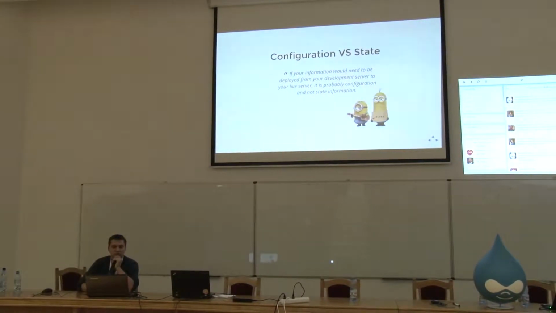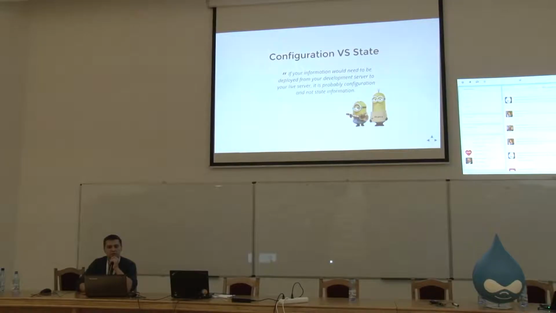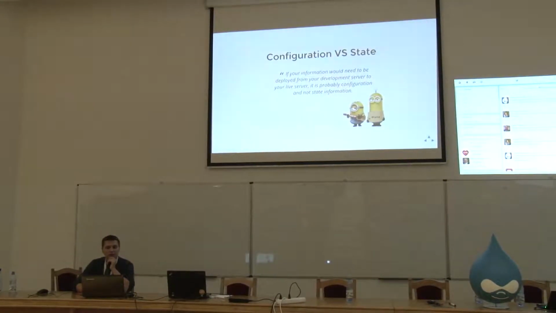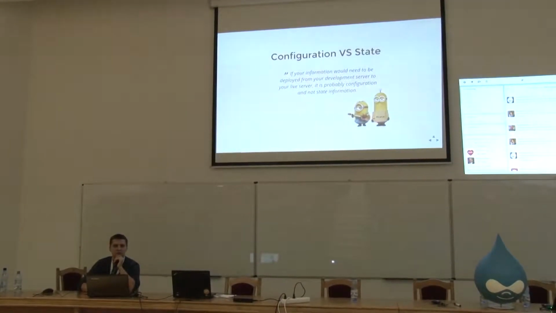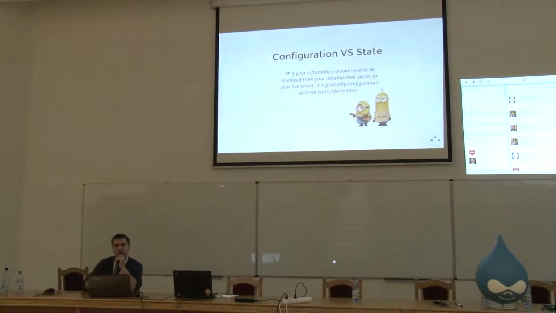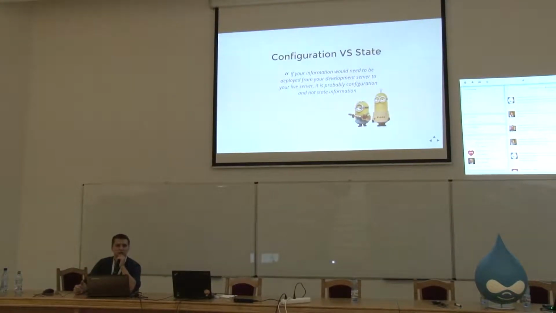Next, configuration versus state. It's really simple: configuration is the piece of information that we want to share, that we want to use exactly the same on other environments. State information is settings that we don't want to deploy to another environment. This can be, for example, when the last run was. This information is not the same as what we have on production, for example.